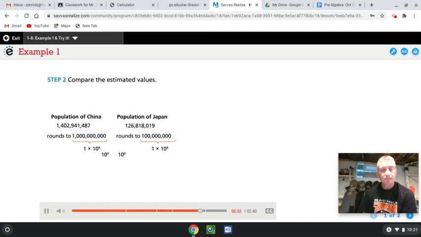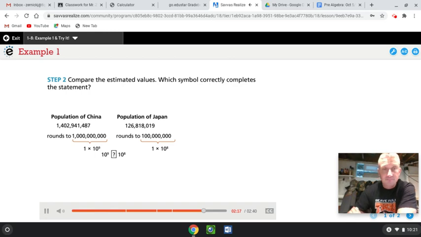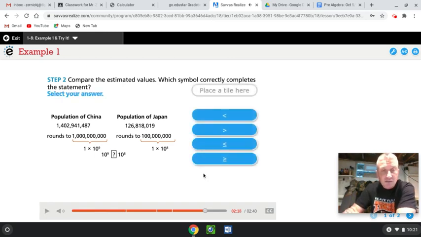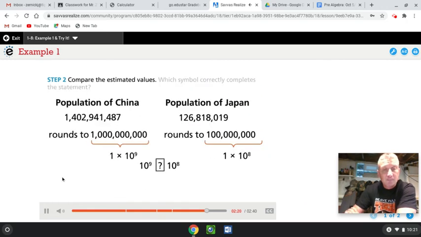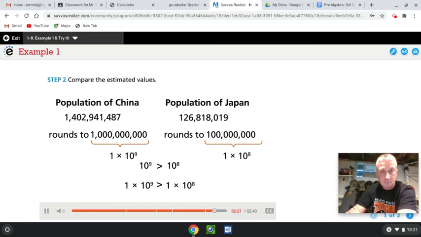Janelle's second step is to compare the estimated values. Which symbol correctly completes the statement? Select your answer. 10 to the ninth power is obviously greater than 10 to the eighth power. 10 to the power of 9 is greater than 10 to the power of 8. So 1 times 10 to the power of 9 is greater than 1 times 10 to the power of 8. That's how Janelle can use estimates with powers of 10 to compare the populations more easily.